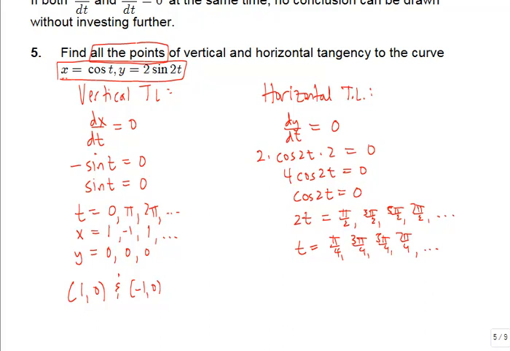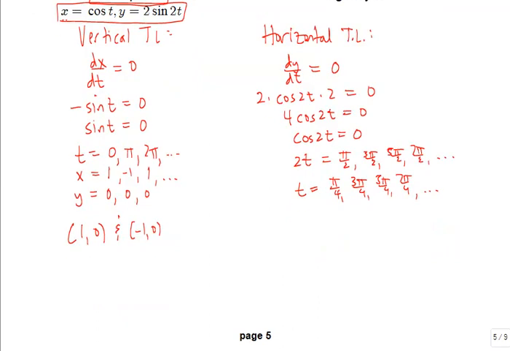Now some of these may repeat, some of them may not. So what we want to investigate next here is what x and y values these are going to correspond to. If I plug in pi over 4 for t, cosine of pi over 4 is positive root 2 over 2. If I plug in 3 pi over 4, that's quadrant 2, then this would be negative root 2 over 2. In quadrant 3, cosine is still negative, so negative root 2 over 2, and 7 pi over 4 is quadrant 4, so that'll be positive root 2 over 2.